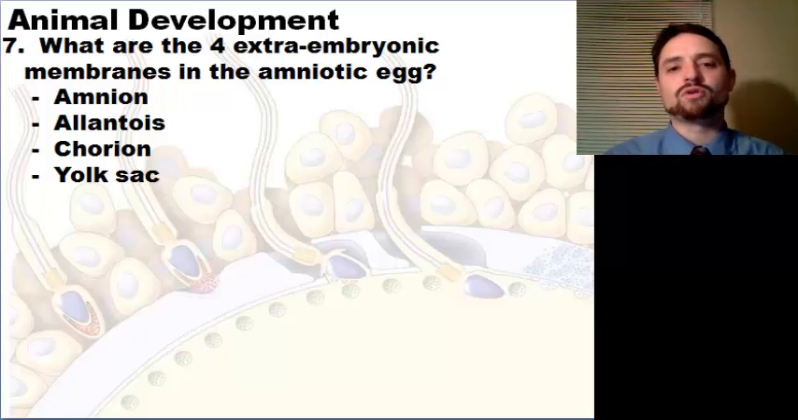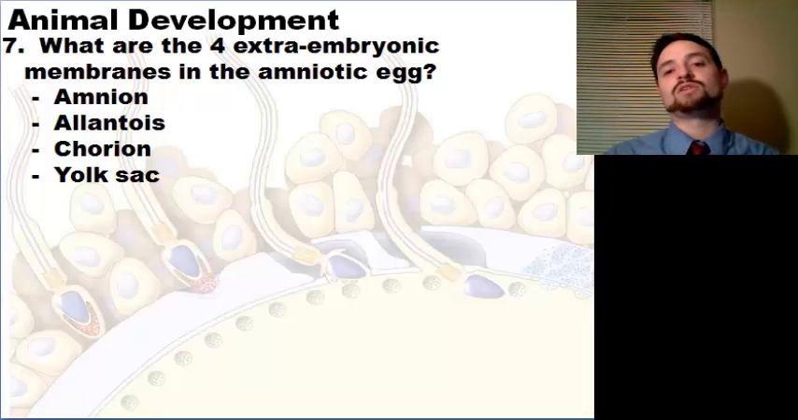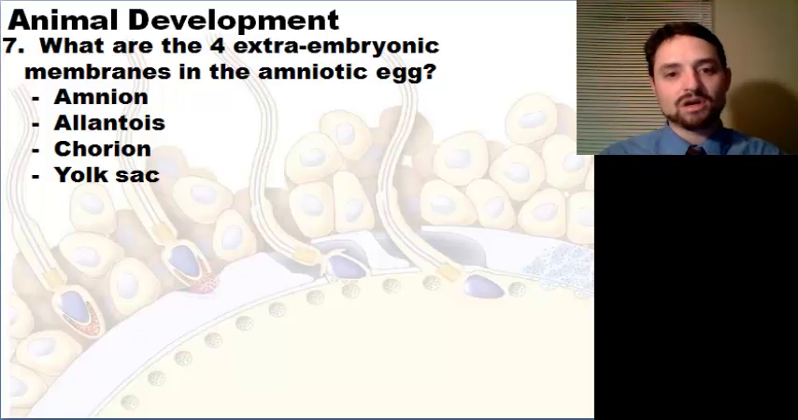One thing I want to touch on real quick is the 4 extra-embryonic membranes of the amniotic egg. When you think of this, a lot of times you think of maybe a chicken egg type deal. That's probably what you're most familiar with. The 4 main extra-embryonic membranes are the amnion, the allantois, the chorion, and then the yolk sac.